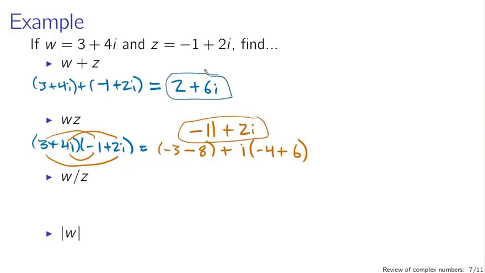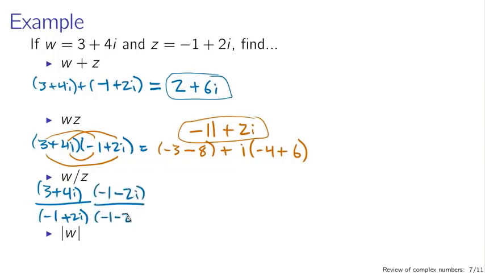I guess if I'm going to circle that answer, I should circle this answer as well. Now, slightly more complicatedly, w over z. w is 3 plus 4i, and z is minus 1 plus 2i. And you know when you want to simplify an expression like this, you multiply by the complex conjugate of the denominator divided by the complex conjugate of the denominator. So minus 1 minus 2i divided by minus 1 minus 2i.